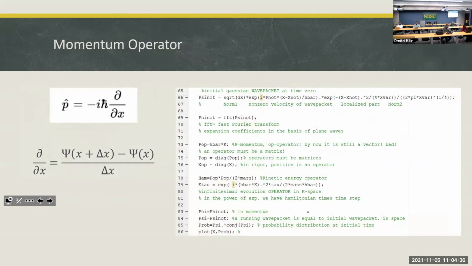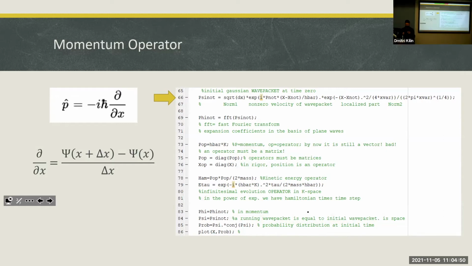The momentum operator is defined as negative i h-bar times the partial derivative with respect to x. In the code in line 66, you have the initial Gaussian wave packet, but that returns individual vector values. For the momentum operator, we instead want a matrix. So using the definition of a derivative, we will make a matrix out of the momentum operator from the vector values of the wave packet. Then in line 75, you can see that the momentum operator is in a diagonal matrix.